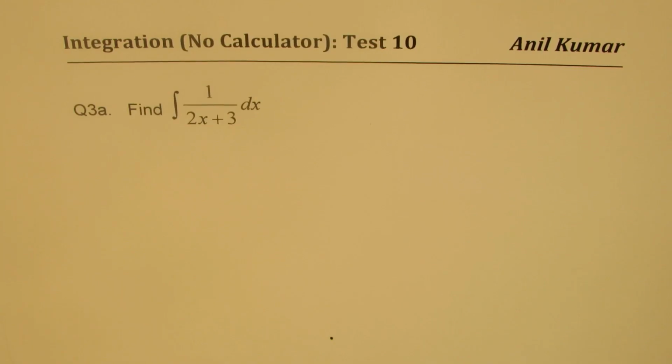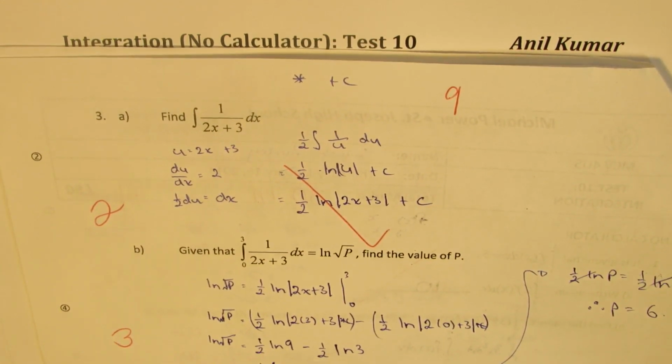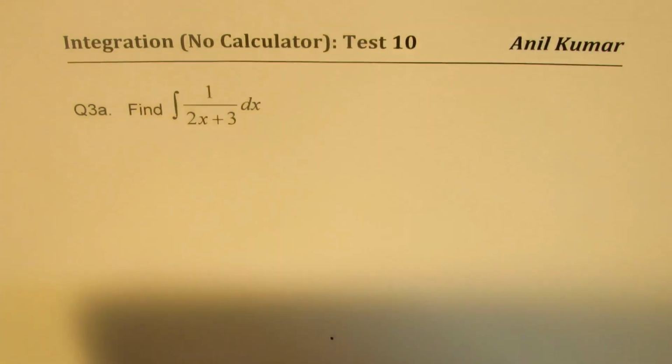Perfect. So here is question number 3 from one of my students' test paper, IB question paper it is. Let me thank all my students for sharing their test papers with me and doing fairly well. We'll actually have 2 related questions based on the integral of 1 over 2x plus 3. Let's look into 3a first.